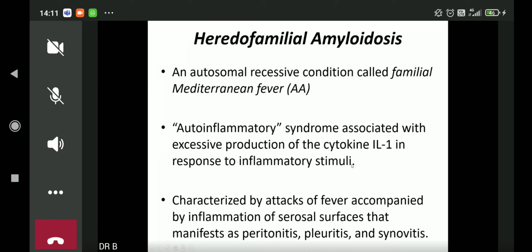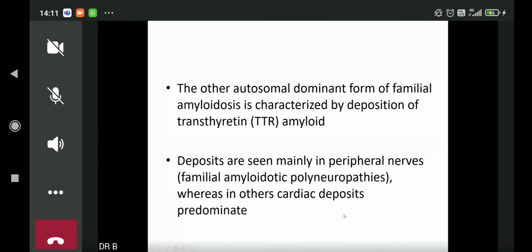Then is the third type, which is the heredofamilial amyloidosis. It has two types, the autosomal recessive form and the autosomal dominant form. The autosomal recessive form is also called familial Mediterranean fever. It is associated with increased cytokine interleukin 1 production. Because it is an inflammatory stimulus, again AA type of amyloid is deposited. The other, autosomal dominant form of familial amyloidosis is characterized by deposition of transthyretin. These deposits are mainly seen in peripheral nerves, leading to familial amyloidotic polyneuropathies.